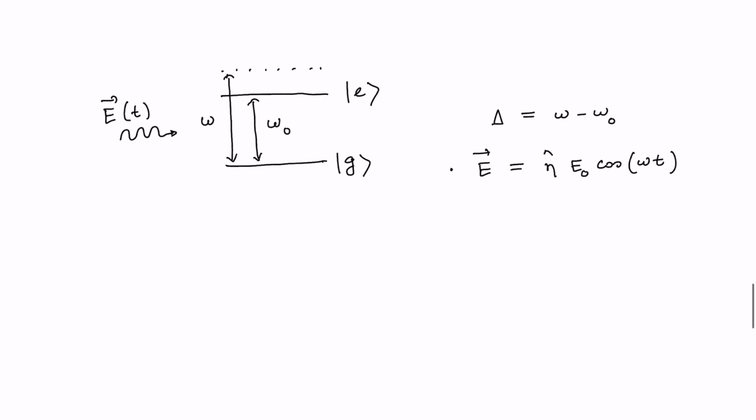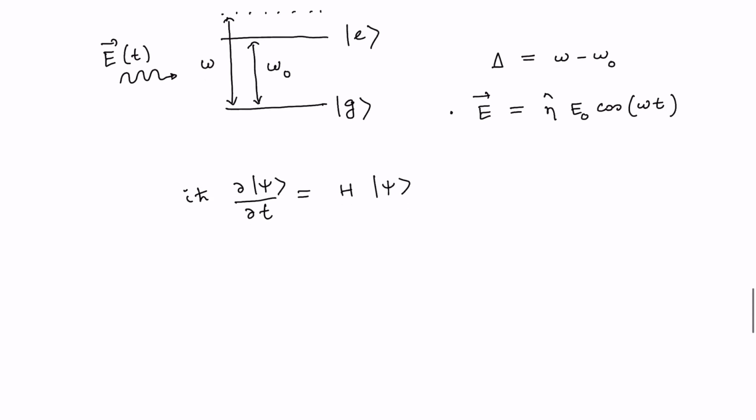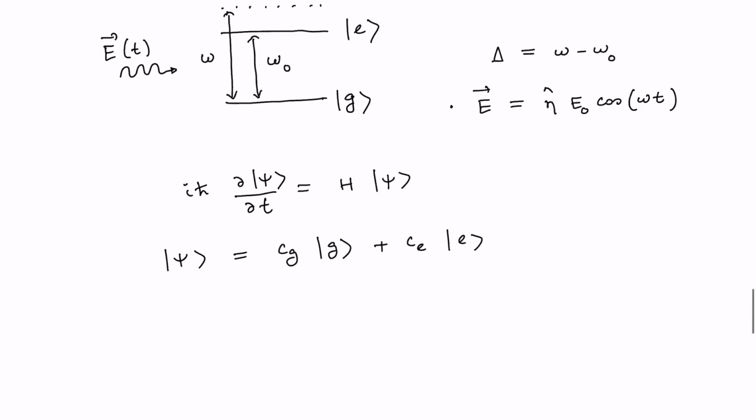So this is the electric field for the light field. And in the state vector representation, the Schrodinger equation is iħ ∂ψ/∂t = Hψ, and this |ψ⟩, an arbitrary state of the atom, is in a superposition of the ground state and the excited state. So |g⟩ and |e⟩ are the basis states.